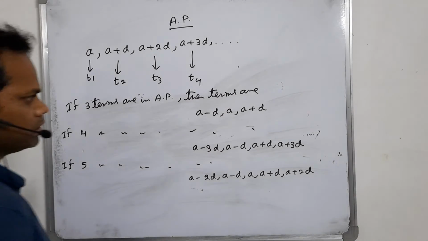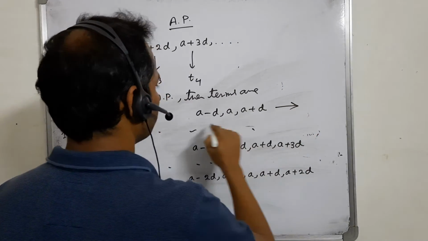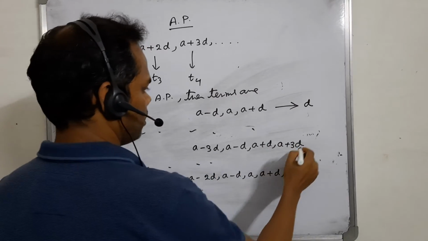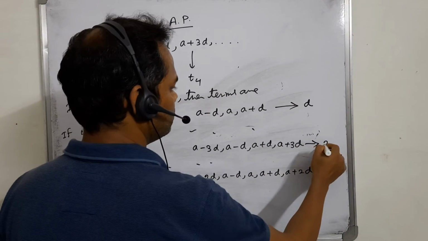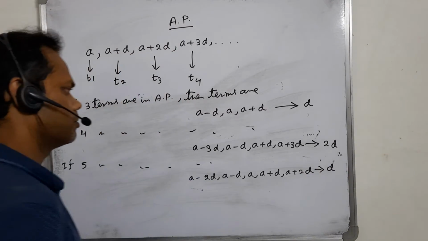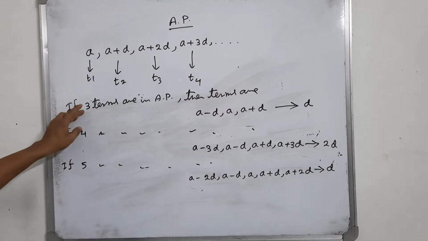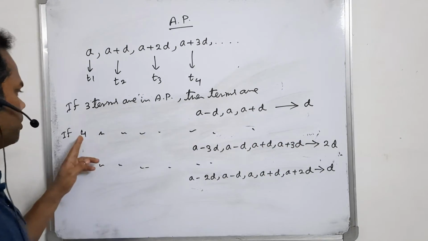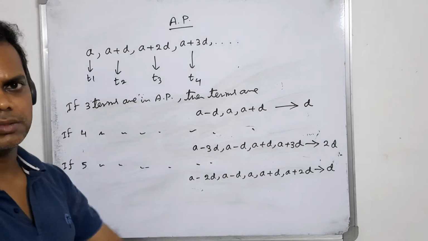Now students, you see that here the first term is A minus D and the common difference of them is D. Here the common difference is 2D, but here the common difference is D. While the number of terms is odd, then the common difference is D, and while the number of terms is even, then the common difference is 2D.